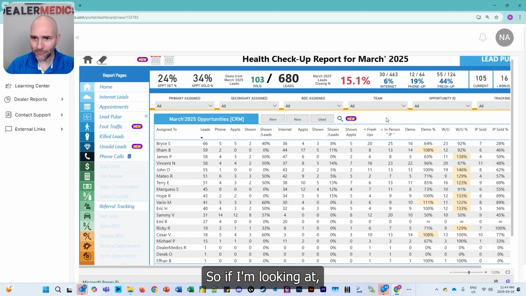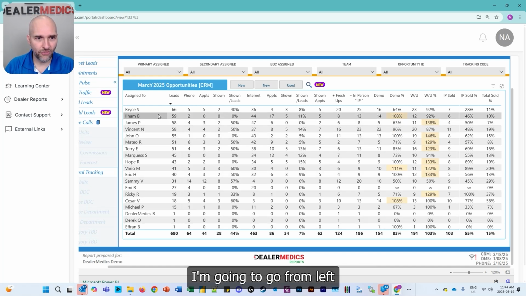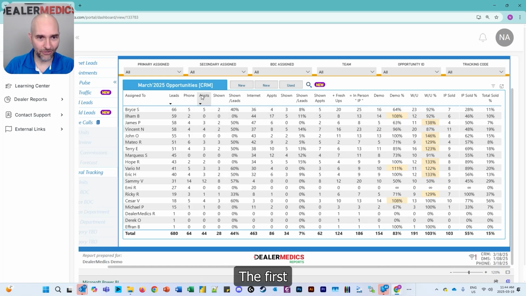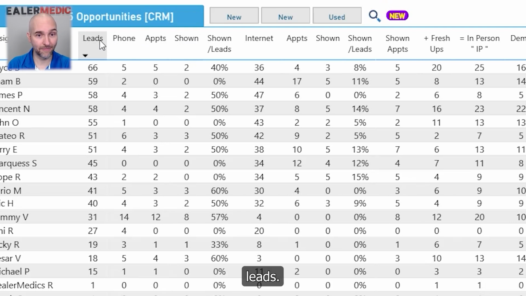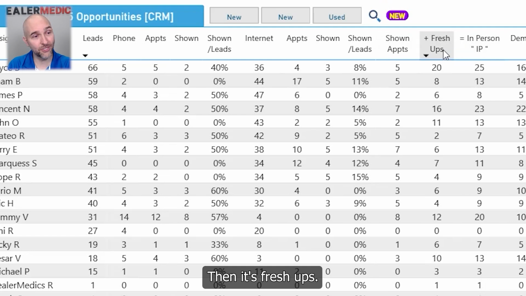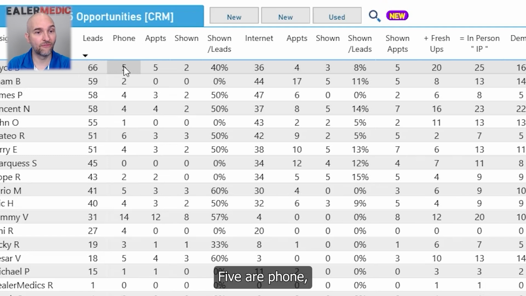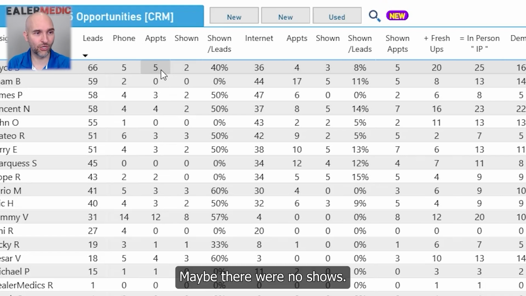Okay. So if I'm looking at this metric for this month, I'm going to go from left to right. The first section here are all phone leads, then it's internet leads, then it's fresh ups, and then it aggregates all of them at the end. So out of the 66 leads, 5 were phone, which 5 were made into appointments, which is great, but only 2 showed. How come? I would start asking questions already. It's not even highlighted. All right, but anyways, 5 appointments made. Maybe they didn't confirm it. Maybe there were no shows. I'm sure there's reasons. I'm just showing what I see.